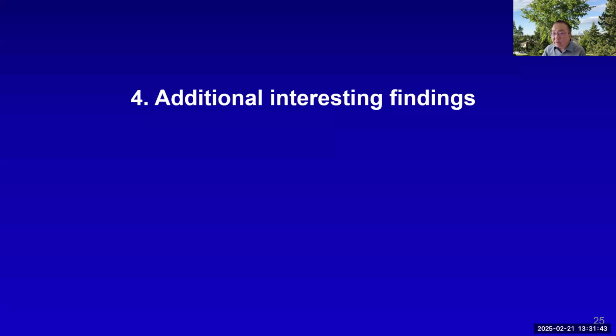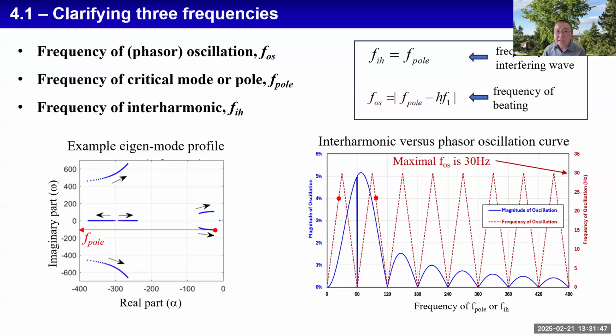Now, there are some additional interesting findings I want to share with you. First, let's clarify 3 frequencies. One is the frequency of phasor oscillation, FOS. Another is the frequency of the eigenvalue or the pole, F pole here. Then there is the frequency of the interharmonic, FIH. Basically, this is the eigenvalue plot of the EMT model. As I showed you before, this is the frequency of the eigenvalue.